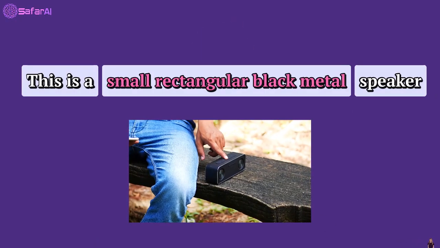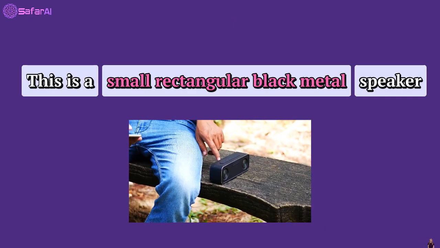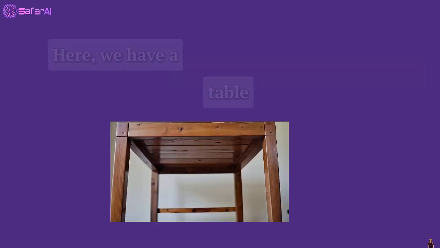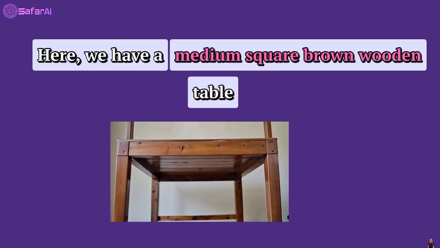Around the house. Let's look around the house and describe some objects. This is a small rectangular black metal speaker. That is a big round white plastic bowl. Here we have a medium square brown wooden table.